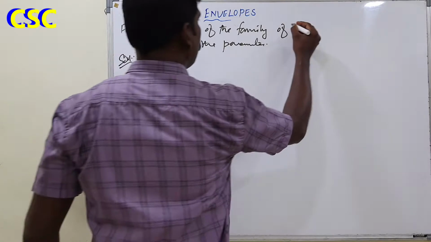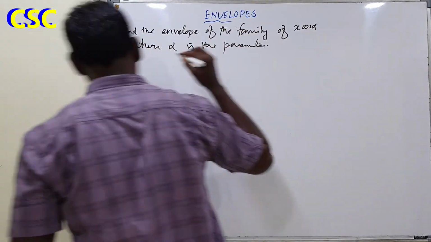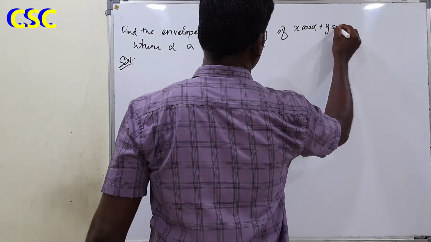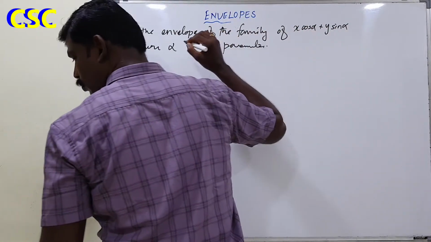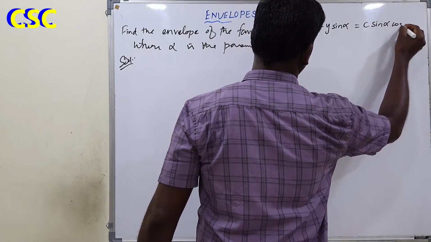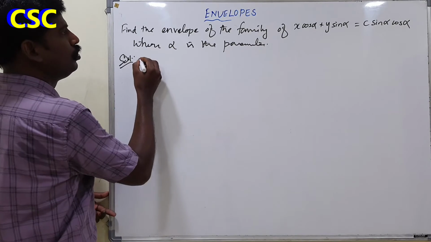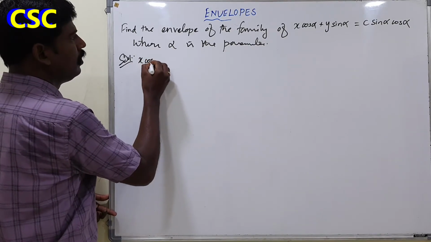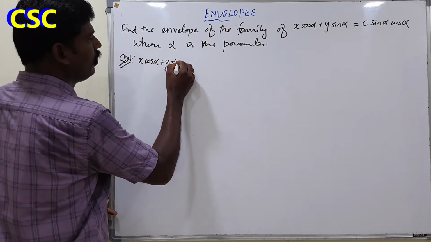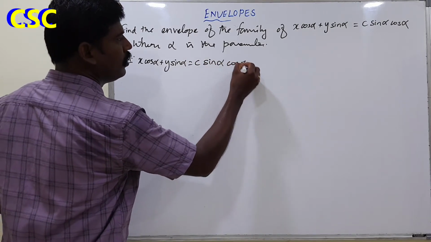x cos alpha plus y sin alpha equal to c into sin alpha cos alpha. Here alpha is the parameter, right? Now the solution. What is the given equation? x cos alpha plus y sin alpha equal to c into sin alpha cos alpha, isn't it?